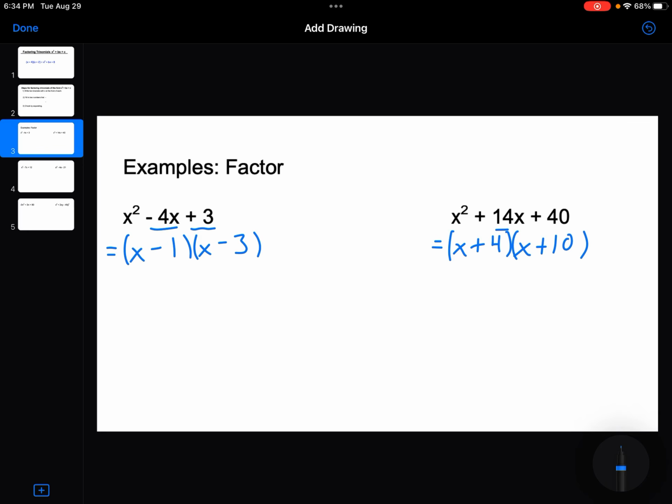Now if I wanted to expand this out, just to check, I'm just foiling this. x times x is x squared. x times 10 is 10x. 4 times x is 4x. And 4 times 10 is 40. Simplify that, and we get what we had at the start, so we know we're correct.